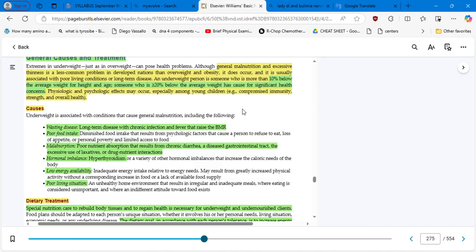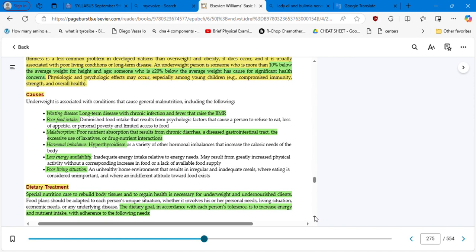It's very sad. Causes: wasting disease, long-term disease with chronic infection and fever, poor food intake, malabsorption, poor nutrient absorption that results from chronic diarrhea, a disease of the gastrointestinal tract, the excessive use of laxatives, hormonal imbalance like hyperthyroidism, low energy availability, and poor living situation.